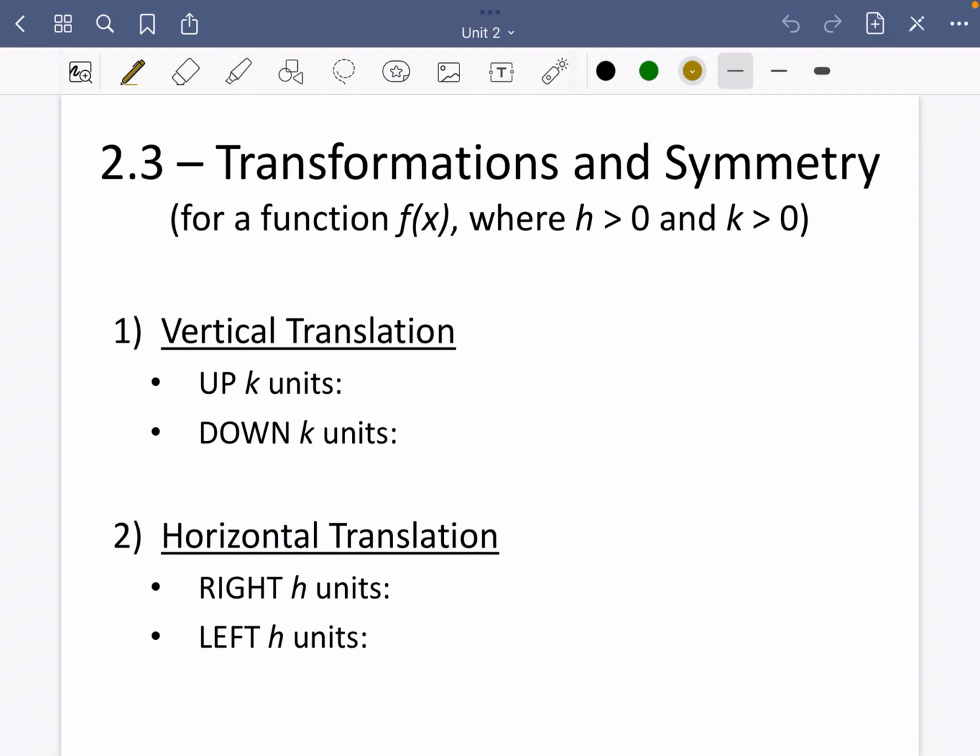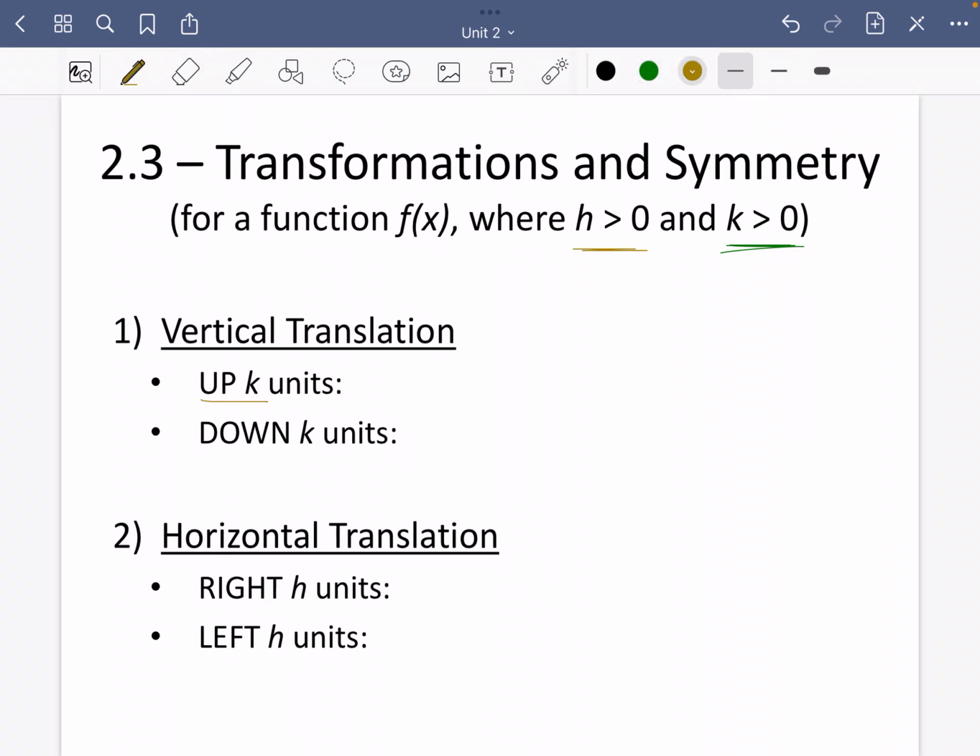In this video, we are going to take a look at transformations and symmetry. So for a function f of x, if we have h greater than 0, so it's a positive value, and k is also greater than 0, so it's also a positive value, we can talk about vertical translations, that is moving graphs up and down. Those are vertical translations.